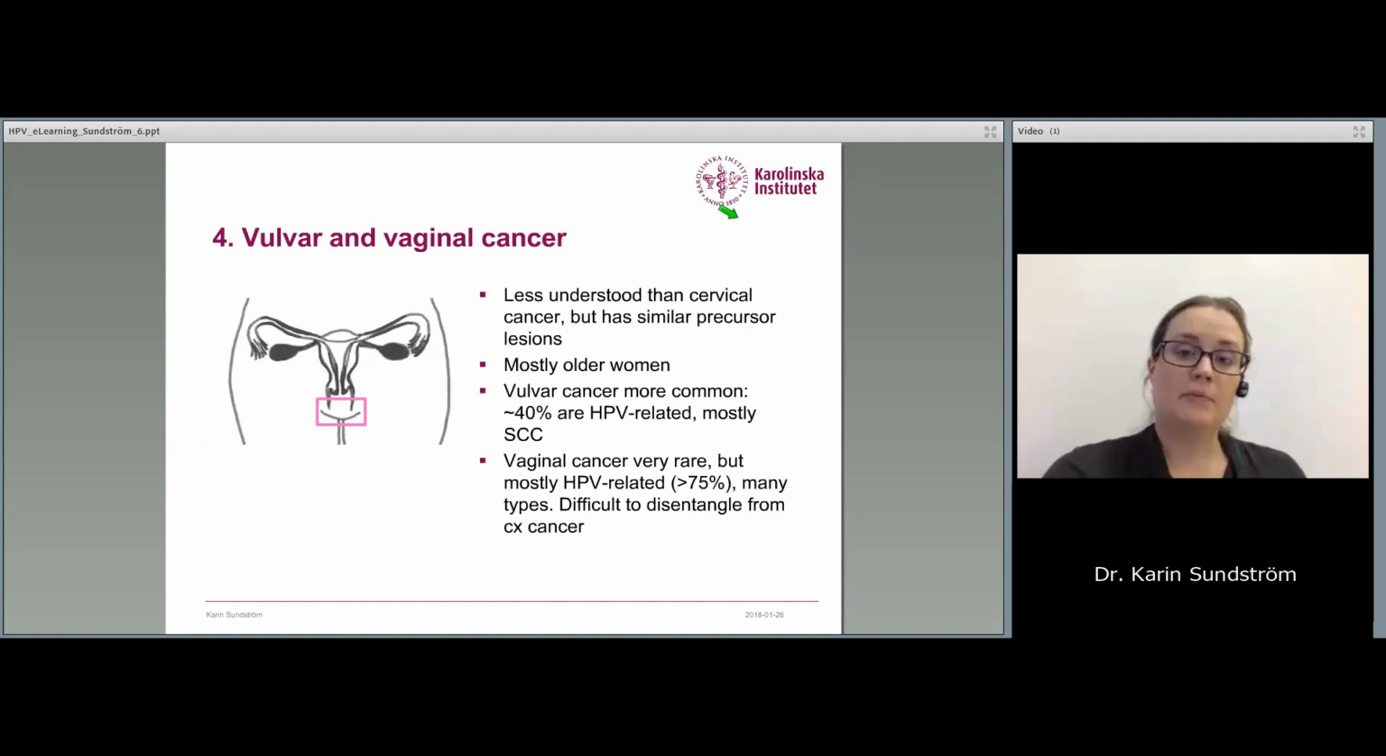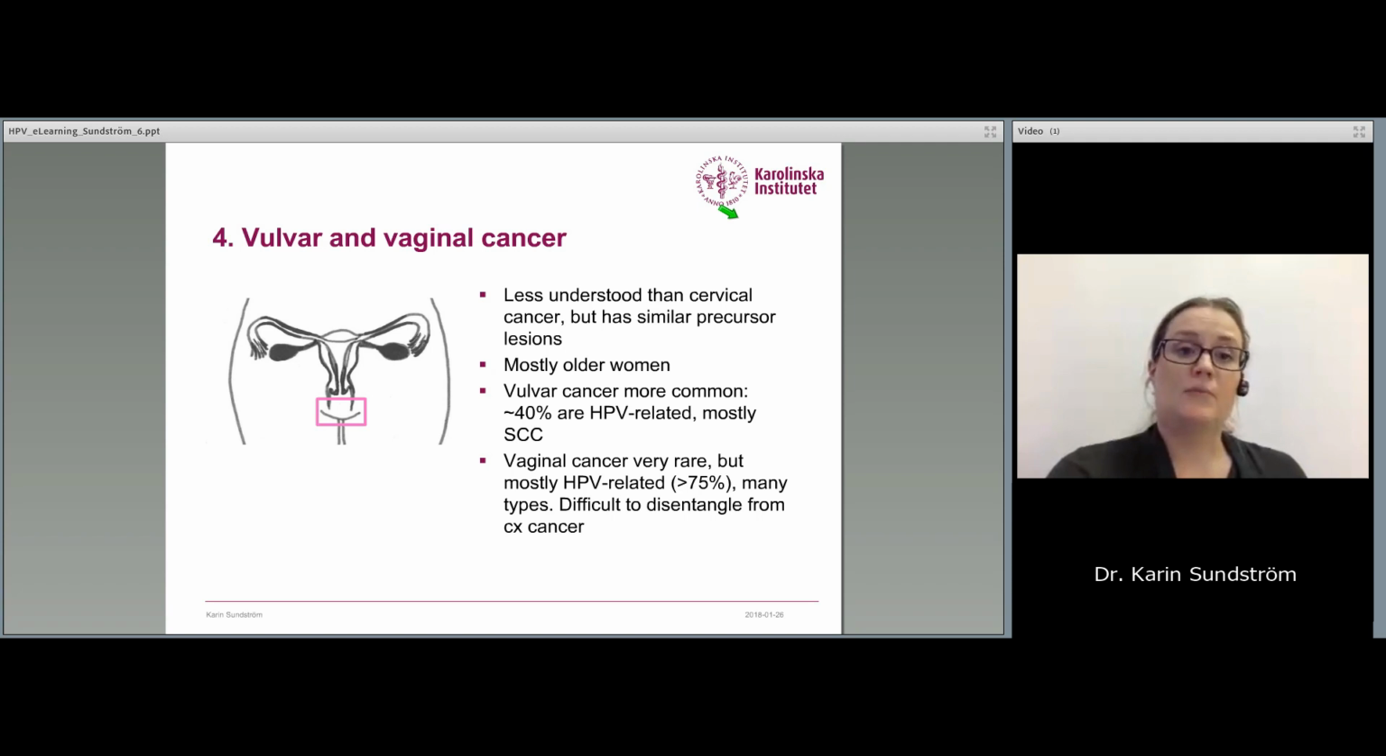Now, moving back to female cancers only, in contrast to oropharyngeal cancers, which can of course also happen to men, we are now, if we're considering the slightly rarer HPV-related disease forms, returning to the female genital organs. We will now go lower down into the vagina and also extend out to the vulva and the external genitalia, and see that there are cancer forms here as well that are proven to be HPV related, but are less understood than cervical cancer.